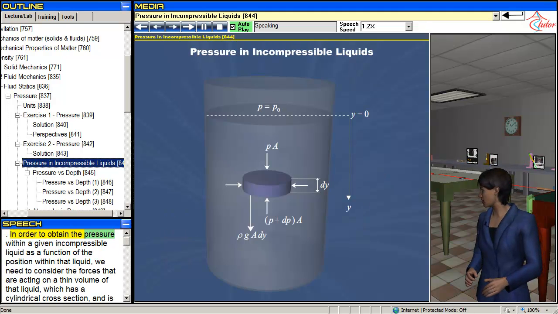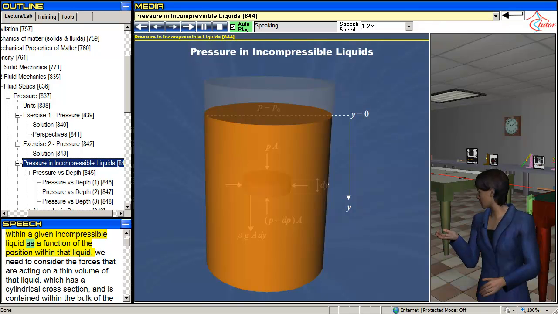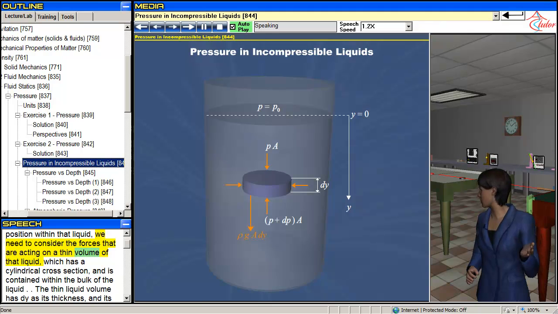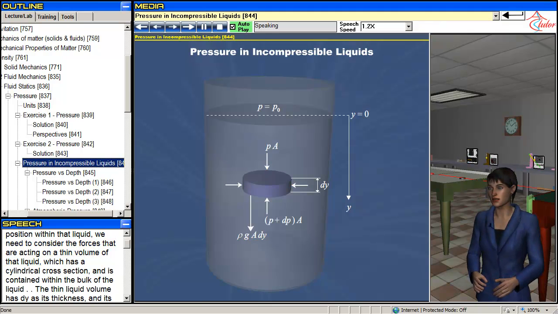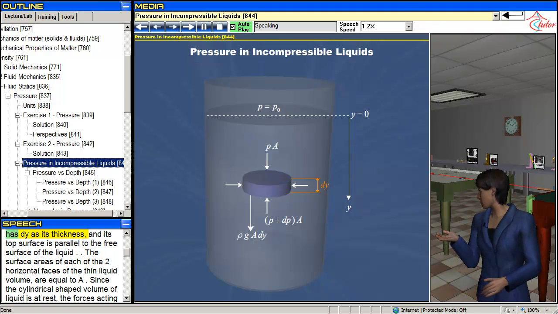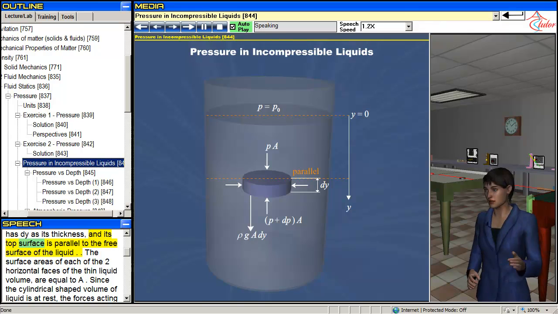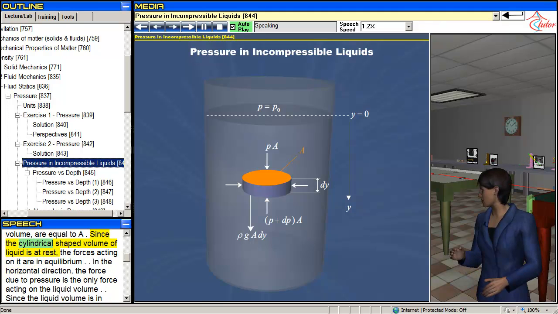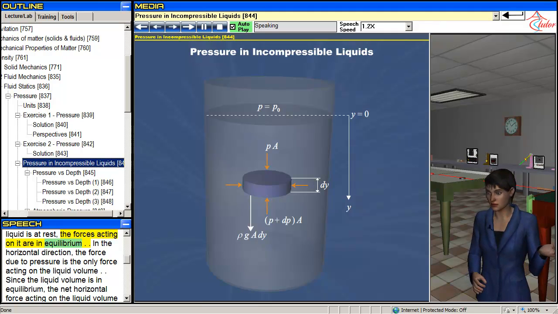In order to obtain the pressure within a given incompressible liquid as a function of the position within that liquid, we need to consider the forces that are acting on a thin volume of that liquid, which has a cylindrical cross-section, and is contained within the bulk of the liquid. The thin liquid volume has dy as its thickness, and its top surface is parallel to the free surface of the liquid. The surface areas of each of the 2 horizontal faces of the thin liquid volume are equal to A. Since the cylindrical-shaped volume of liquid is at rest, the forces acting on it are in equilibrium.